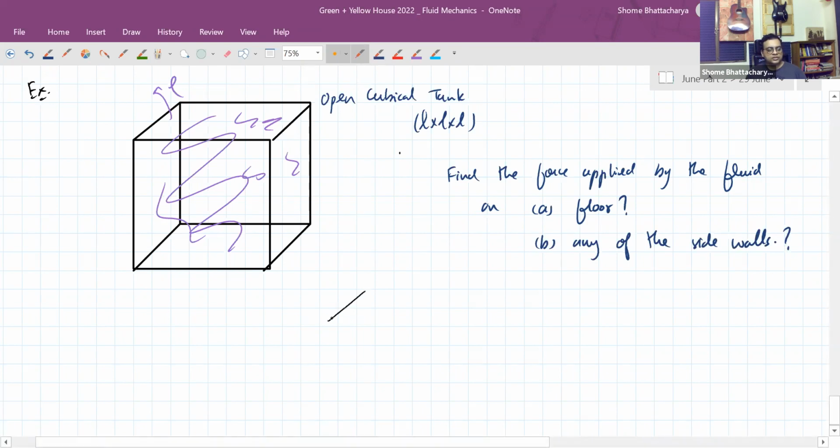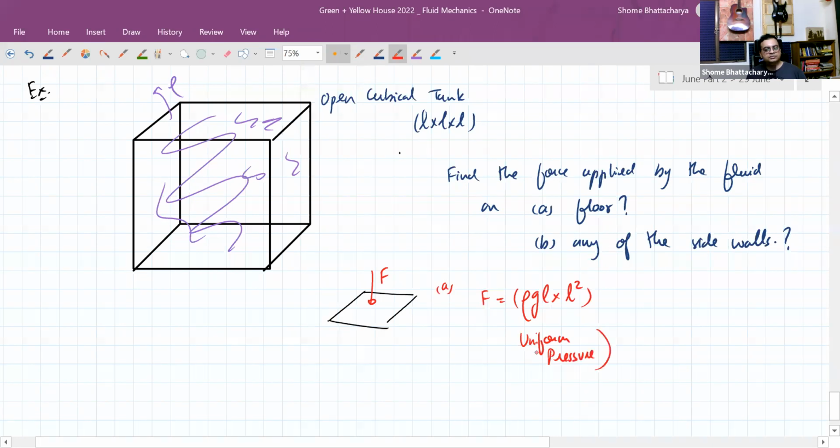So on the floor, you can see the force that the liquid applies will be downward like this, and that force will be a uniform pressure times the area. So this force will be uniform pressure, and by pressure we mean hydrostatic pressure, because we're talking about the force that the liquid is applying, not what the atmosphere plus the liquid is applying. So it becomes rho g L cube.